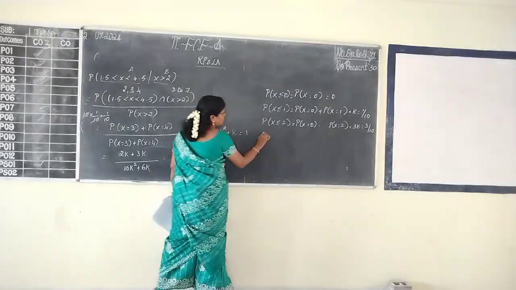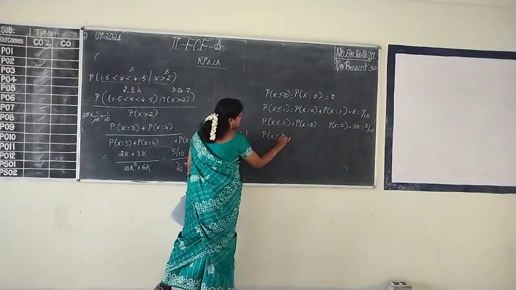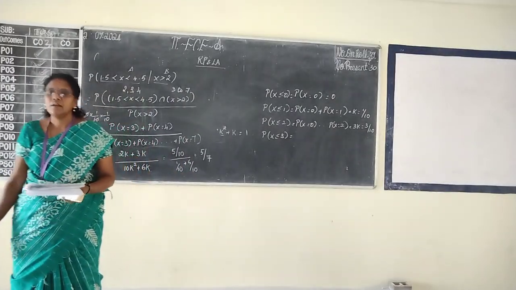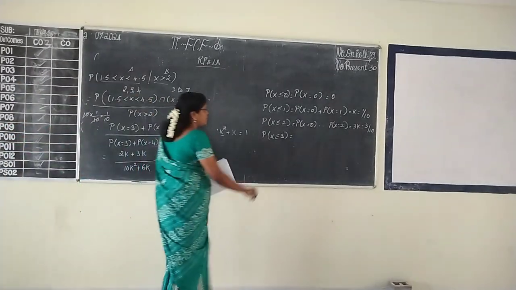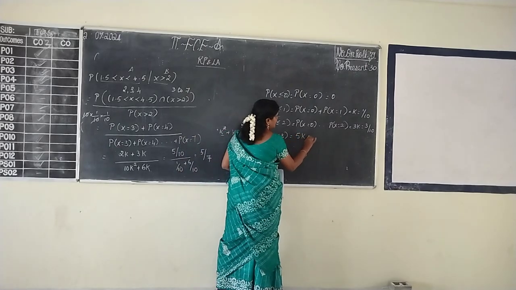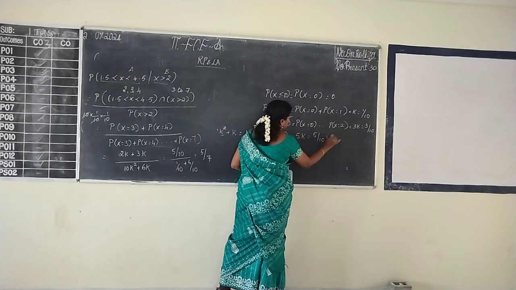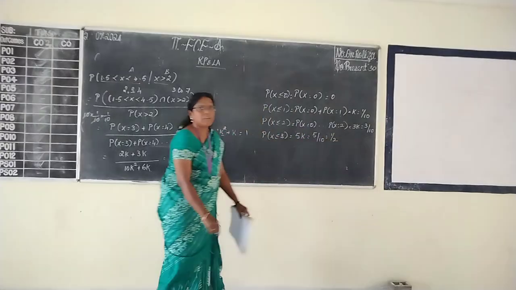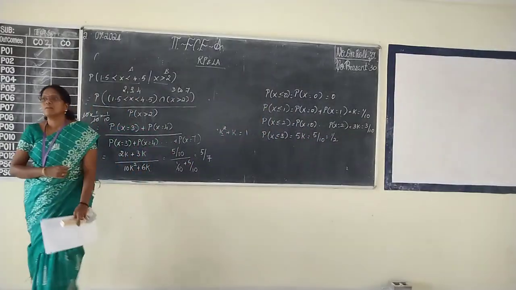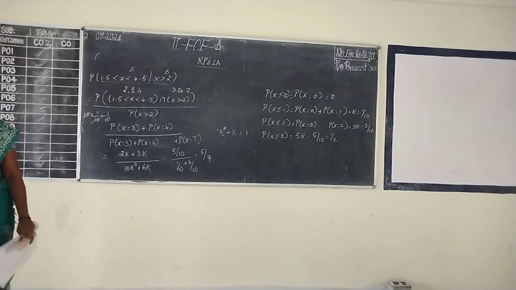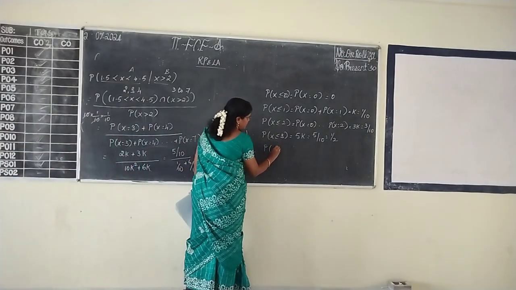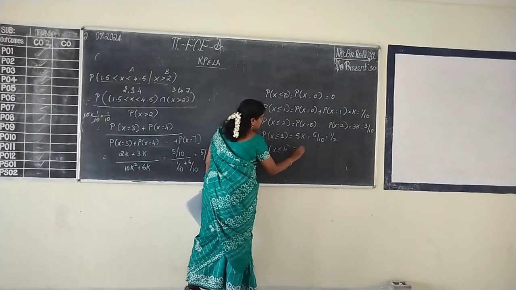So x equal to 3. Give me the answer. Add 0 to 3. 5k. So 5k means 5 by 8. What is 5 by 8? Whether it is greater than 1 by 2? Can we stop? 1 by 2 is equal. What is our question? Greater. So go for the next value.